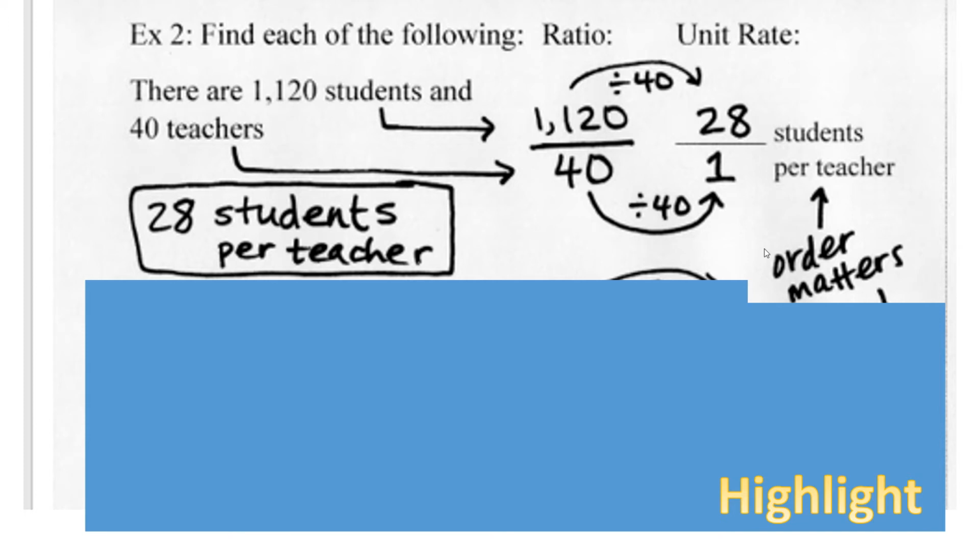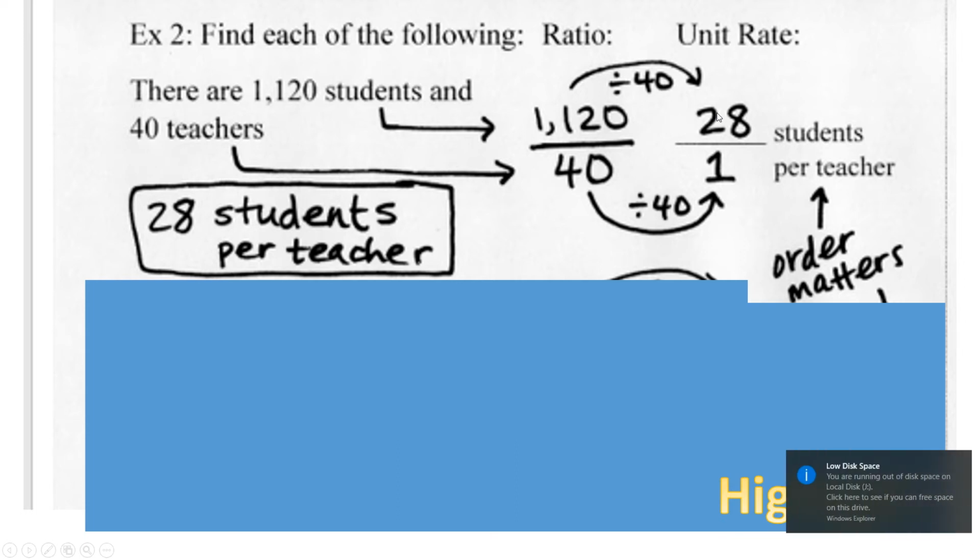Example 2 on the left is pre-written for you. We're going to find the ratio and unit rate for each of the following situations. There are 1,120 students and 40 teachers. And over here, it tells us that it wants us to find the number of students per teacher. So therefore, this order matters. We have to have students per teacher, and the teachers need to become a 1 because it's per one teacher. So divide by 40. Therefore, 1,120 divided by 40 is 28 students.